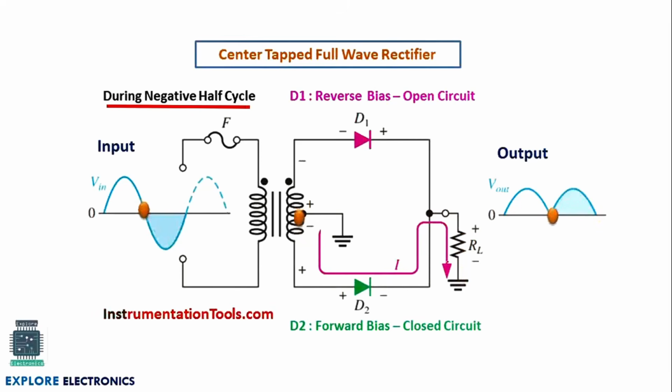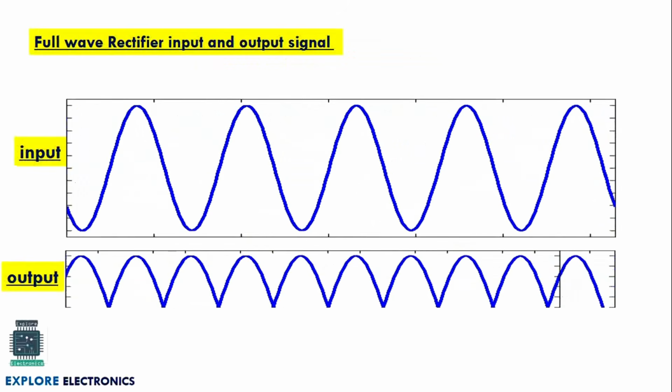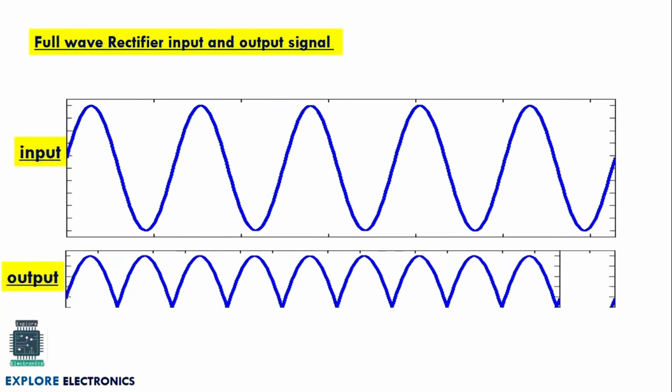That's why we are going to get the same peak value even in the negative half cycle of the input. This is the advantage of the full wave rectifier. We are going to get one more signal here in the negative half cycle also, so that we are going to get a better DC output. This is the output of a full wave rectifier for an AC signal.